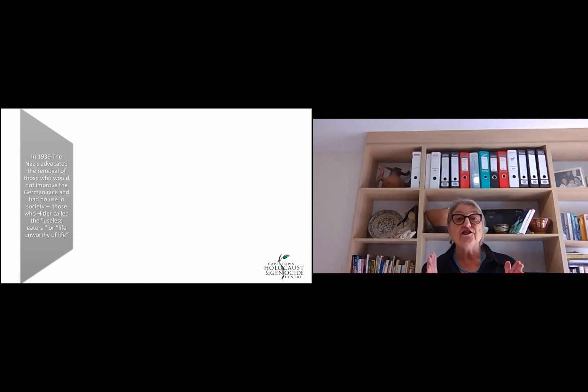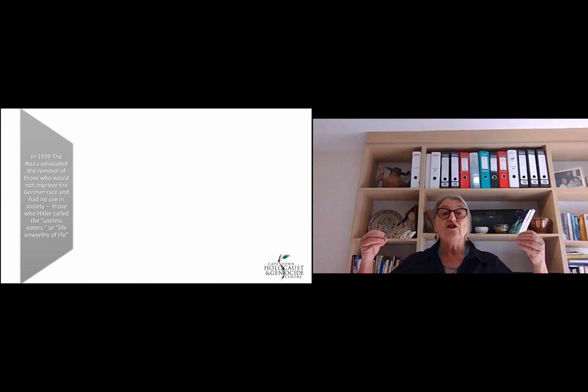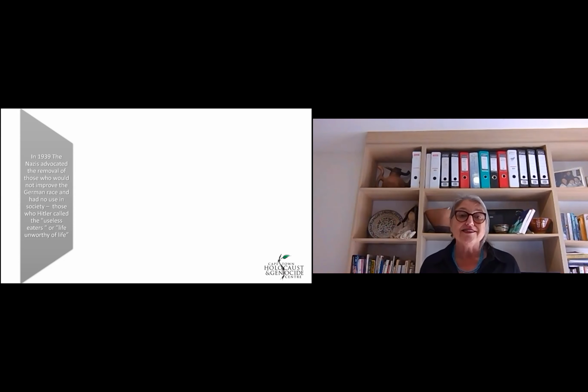Now, I just want to state right now that these are not necessarily people who are Jewish or people who are Black or people who are Roma or Sinti. These are disabled. Of course, among them might have been Jews or Black people or Roma and Sinti, but mostly they are disabled children or family members of so-called pure Germans, but they are considered useless eaters. They're eating and they're not giving anything back. They're not worthy of living.